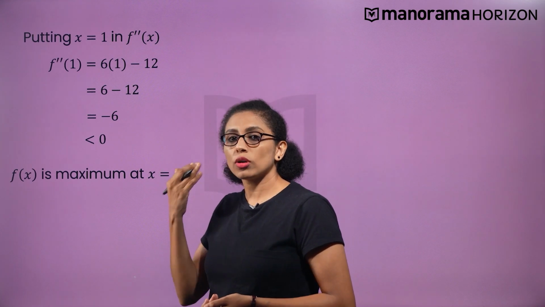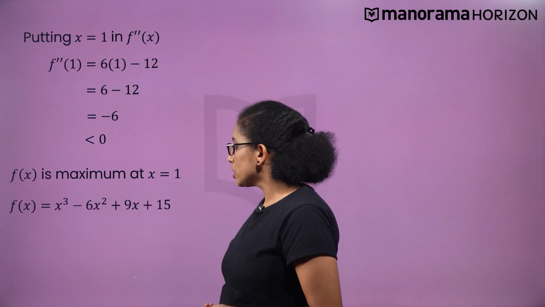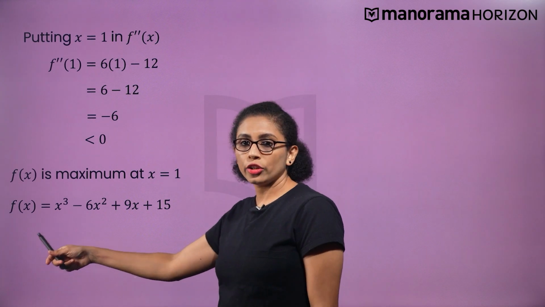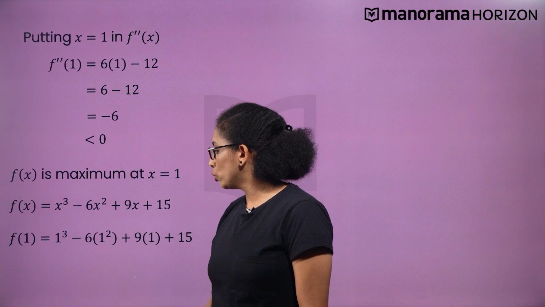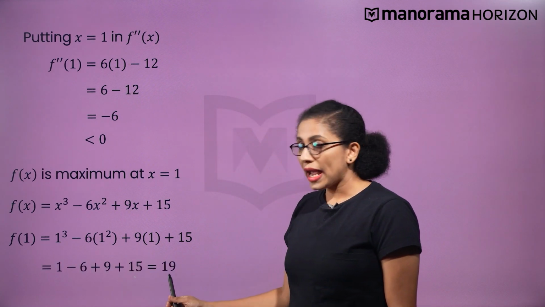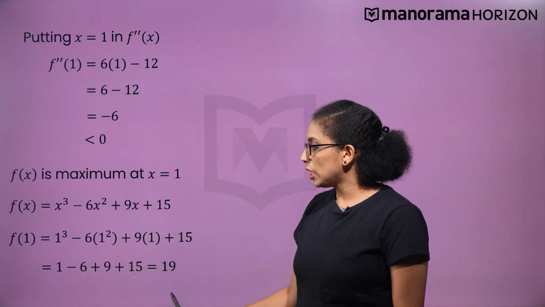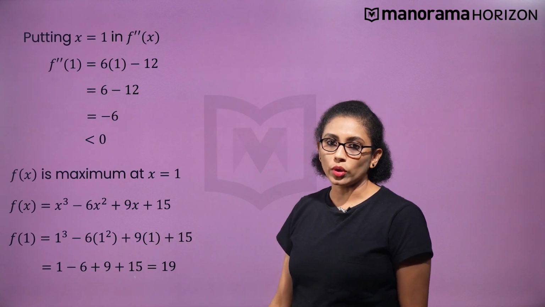Now, we need to find the local maximum value. So, for that, put x is equal to 1 in your f of x, and you will get f of 1 is equal to 19, and this is the local maximum value at x is equal to 1.